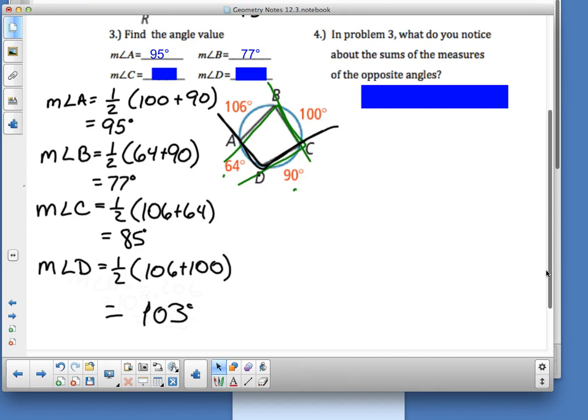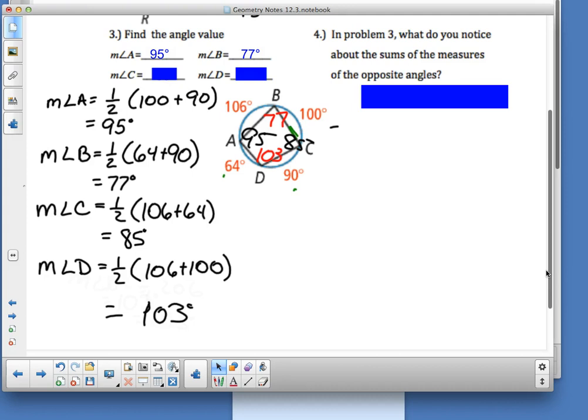Okay? Now, if you write that information into the diagram, and people are like, what? What do you mean write it in? Angle B was 77, and angle D was 103. Angle A was 95, and angle C was 85. Read problem 4 as I read out loud. In problem 3, what do you notice about the sums of the measures of the opposite angles? And I just gave you a color coding to know what opposite angles are. Hold on. I want somebody else. Maybe. Possibly. I might just pick on somebody who's half asleep. Thank you. What do you got?